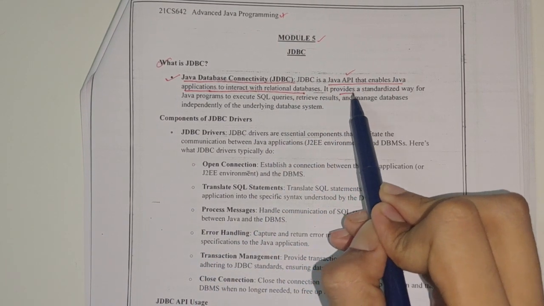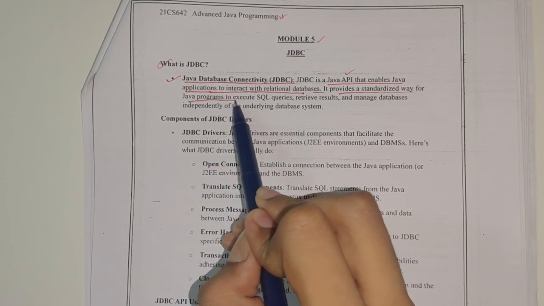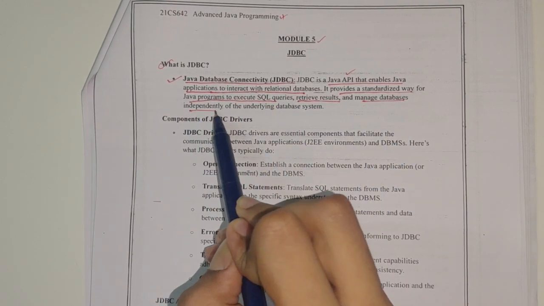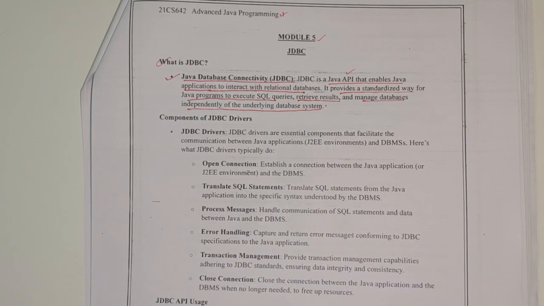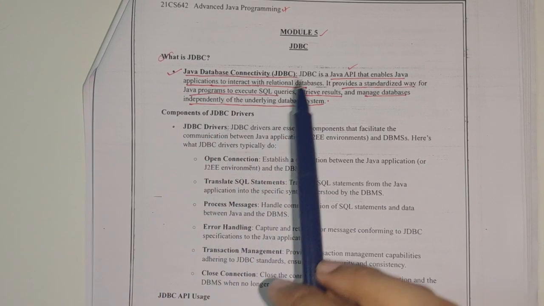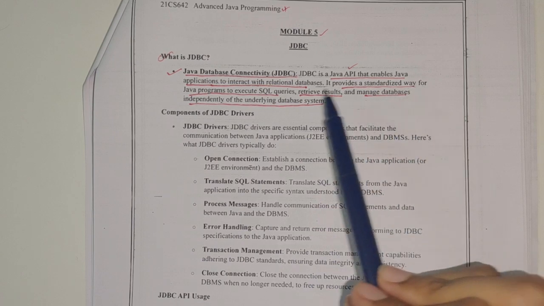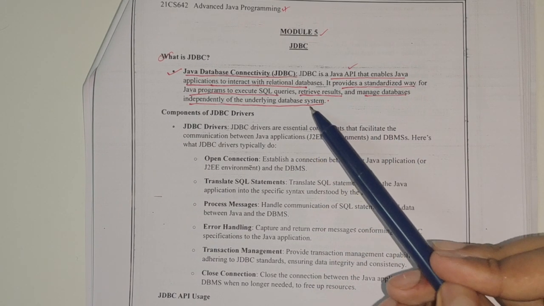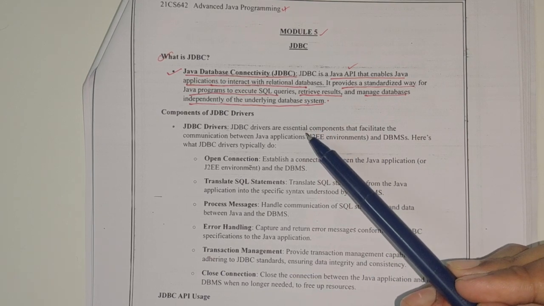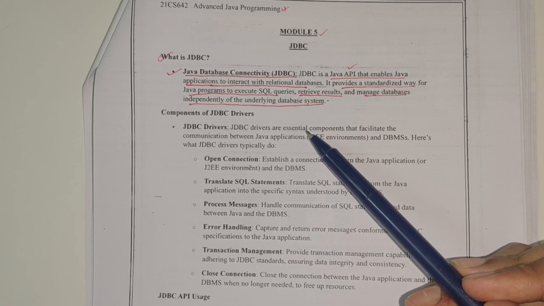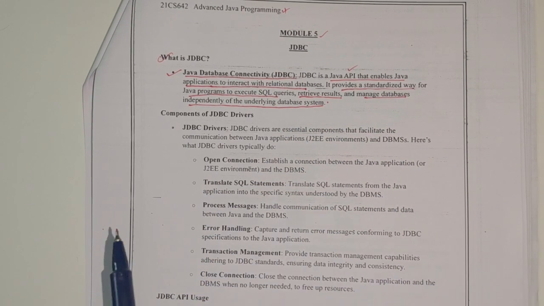Okay, it provides a standardized way for Java programs to execute SQL queries, retrieve the results and manage the database independently of the underlying database system. That means Java Database Connectivity, that is JDBC, is a Java API which enables the Java application to interact with the relational database. And once you're interacting with the database, we can execute the SQL queries, we can retrieve the results, and also we can manage the database independently and perform some operations. Okay, so let's study this in detail.